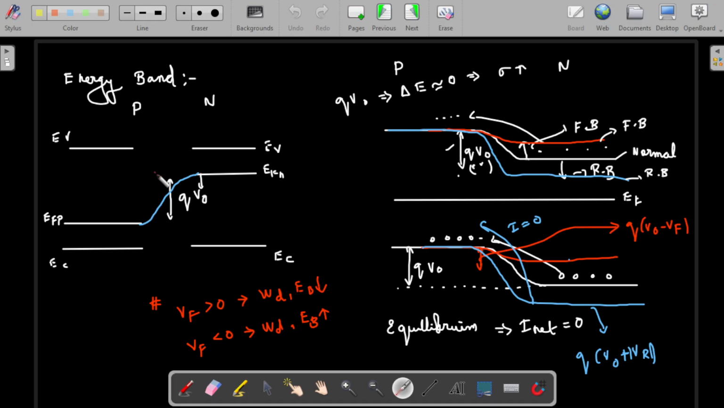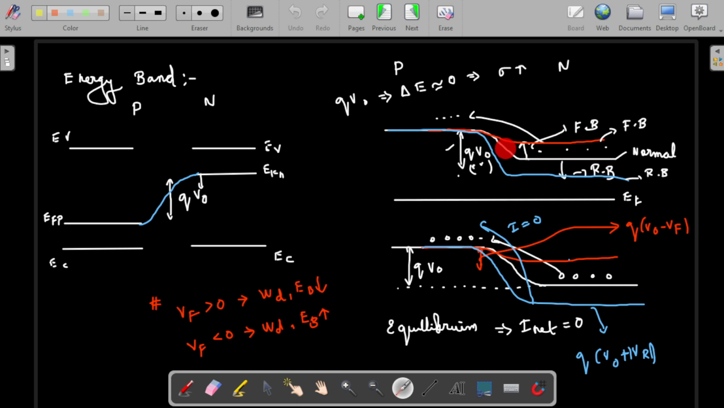So without connecting both the junctions, everything will be separate, and this difference will be qV0. Okay. So then we combine it. Then the Fermi level will be combined, but based upon this, the EV and EC will get adjusted. Here EV and EC are at the same level. Here the Fermi level is at a distance. When combined, the Fermi level will be combined, but EV and EC will be adjusted.